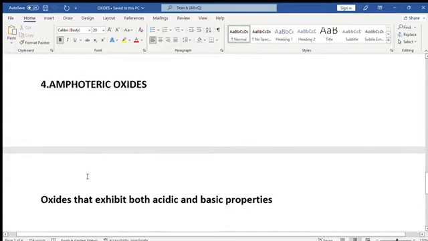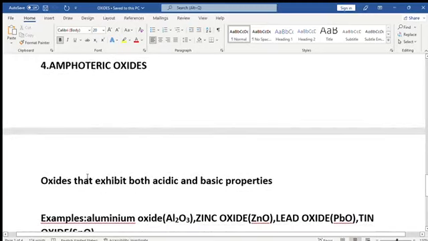The last type of oxide we have is called amphoteric oxide. The word amphoteric means these are oxides that have both properties of acids and bases. That means that if they are reacting with an acid, they act as a base, and if they are reacting with a base, they act as an acid. It's more like they undergo a neutralization reaction whether they react with a base or an acid.